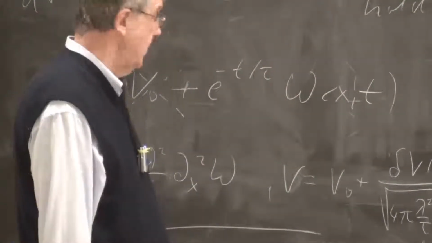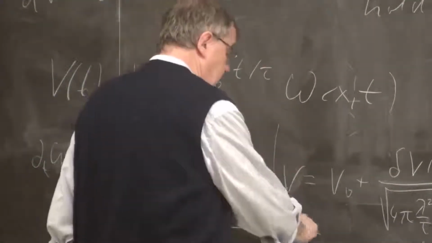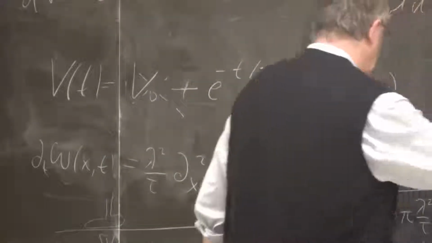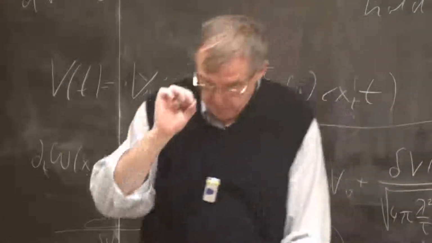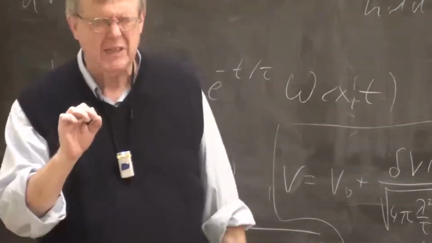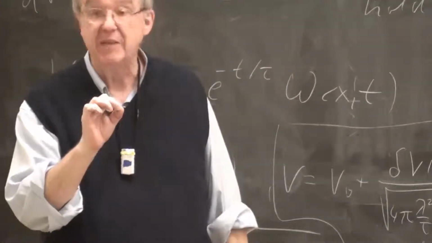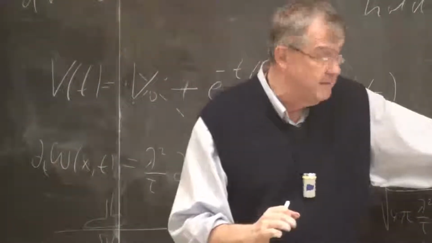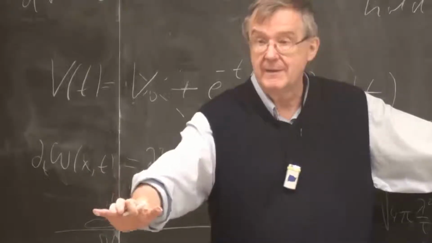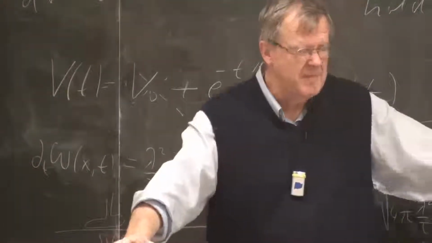So this is how our solution is. It is a diffusion solution of an ink drop that we put at V0, except that it's invisible ink. This kind of ink that after a while becomes invisible and it goes away with a lifetime tau.